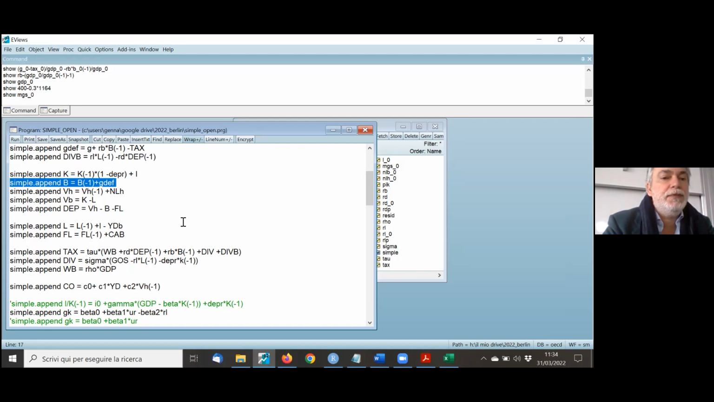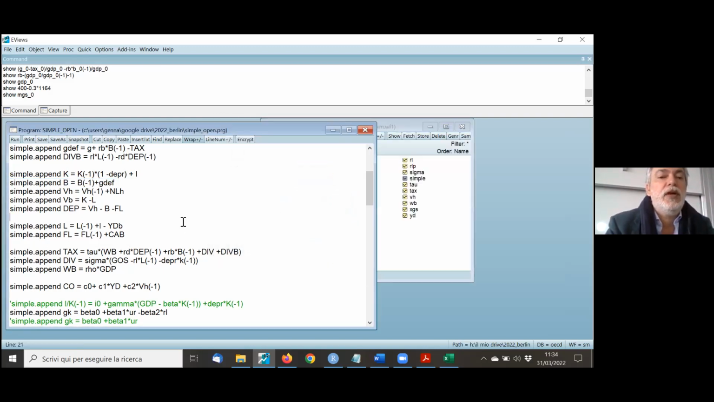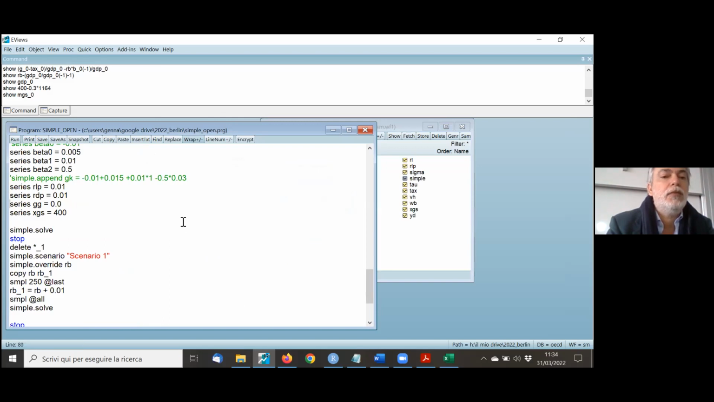But now what we are implicitly saying here is that the private sector will take whatever amount of borrowing is required by foreigners, I think. FL is not defined. Let's put this at 0 to begin with. We need the interest rate on foreign bonds. Let's put this also at 0 to begin with.